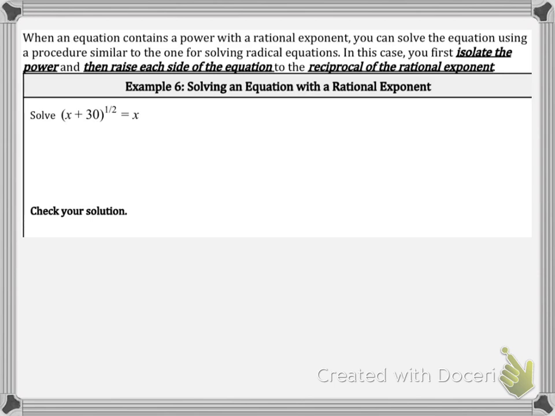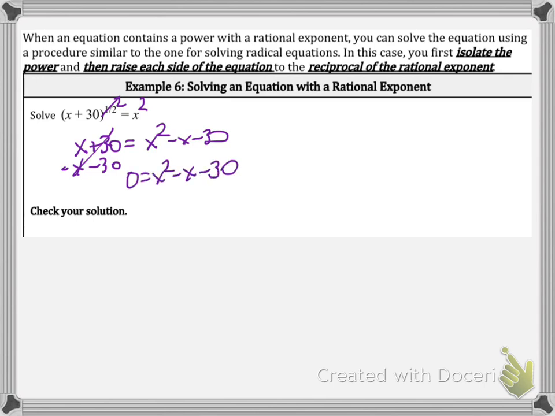So same exact process, solving an equation with a rational exponent. We have (x plus 30) to the 1/2 equals x. What we're going to do is square both sides to get rid of that exponent. So x plus 30 equals x squared. Now we have a quadratic, so we want to set it equal to 0. So we have 0 equals x squared minus x minus 30. And that's factorable. So this is (x minus 6)(x plus 5), so x equals 6 or x equals negative 5.